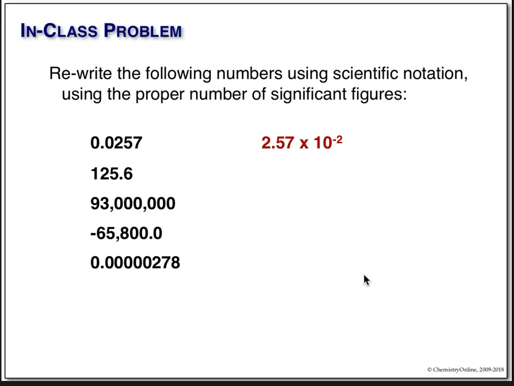Our next one has no zeros at all. All these are significant digits. We just have to move it to the left 2 places. That'll make it a plus 2. 1.256 times 10 squared.